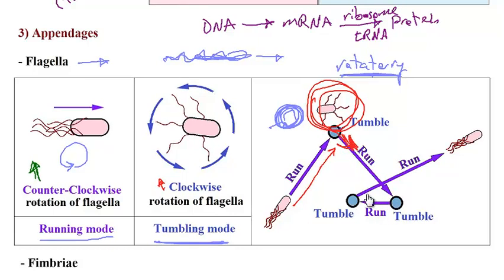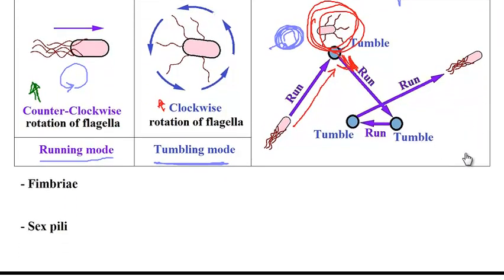Now the next two appendages that I would like to talk about are fimbriae and sex pili. So basically fimbriae are shorter and thinner than flagella and are not used for motility, but instead they're used for attachment of bacteria to different surfaces.